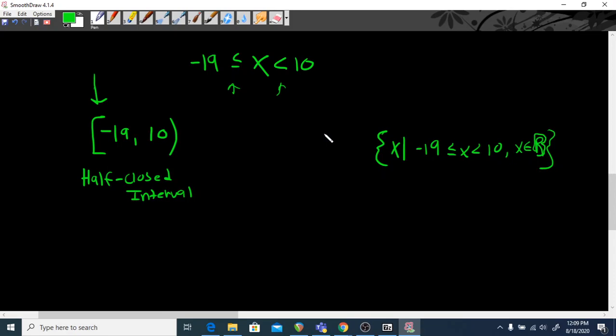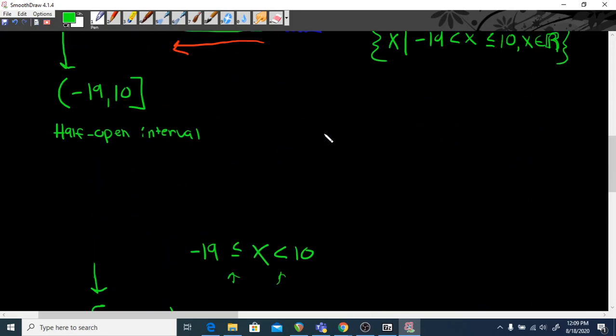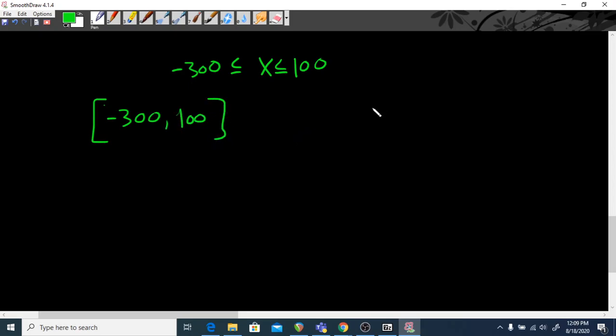What else do we got? I guess we haven't used a closed interval yet. So here we have equality on both. So in interval notation, this will be negative 300, comma 100 with brackets, and then set builder.